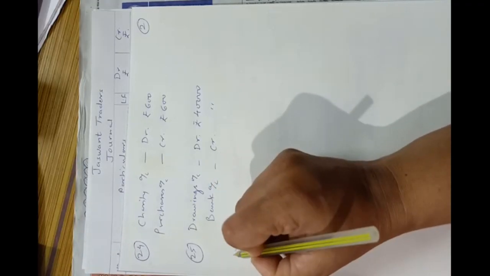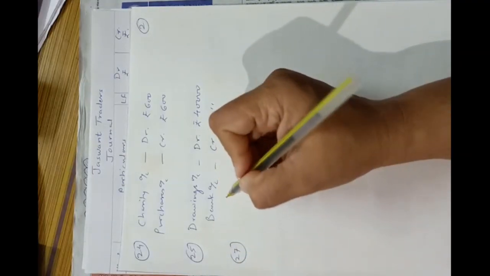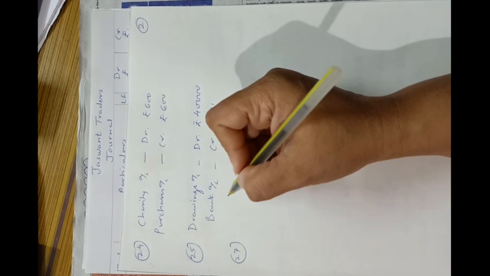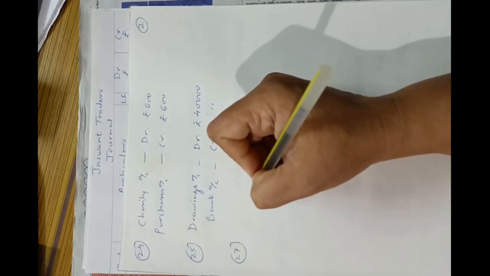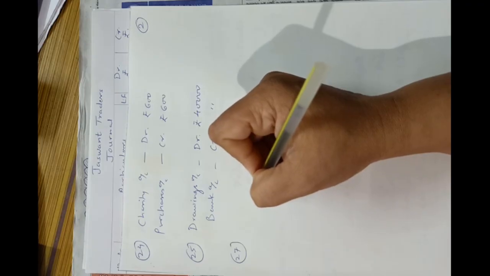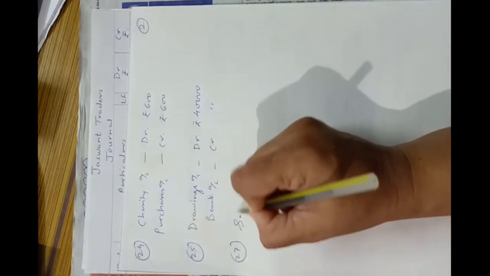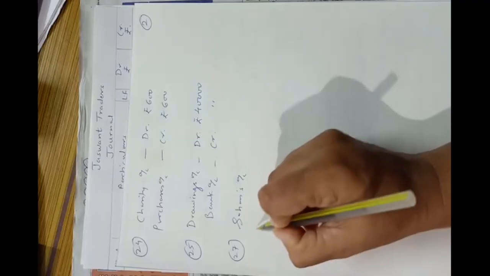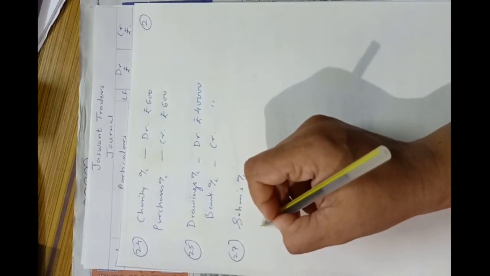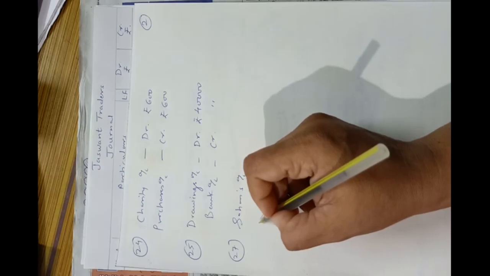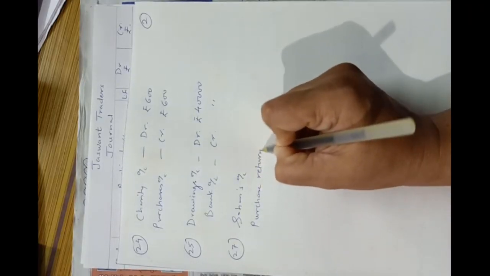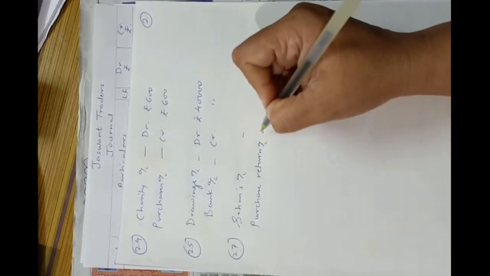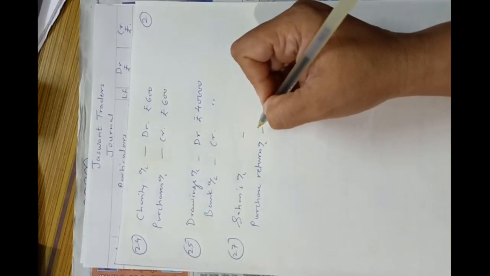Okay, now the next transaction of April 27. Goods returned to Sohan of list price rupees 6,000. On 27th April, we have returned goods of list price rupees 6,000 to Sohan. Okay, two accounts will be involved, Sohan's account, and as we have purchased goods from Sohan in the above transaction, second account will be purchase return account.